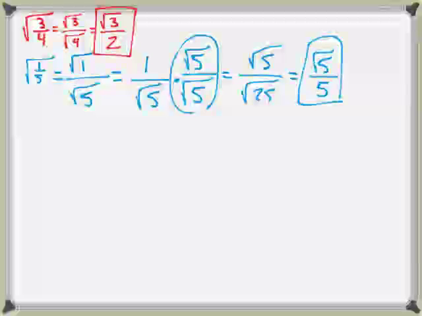We can't reduce that at all. A lot of students would want to cancel this out and say that it just equals 1. But you can't reduce a number that's underneath the square root with a number that's not underneath the square root. So our final answer would be square root of 5 over 5.